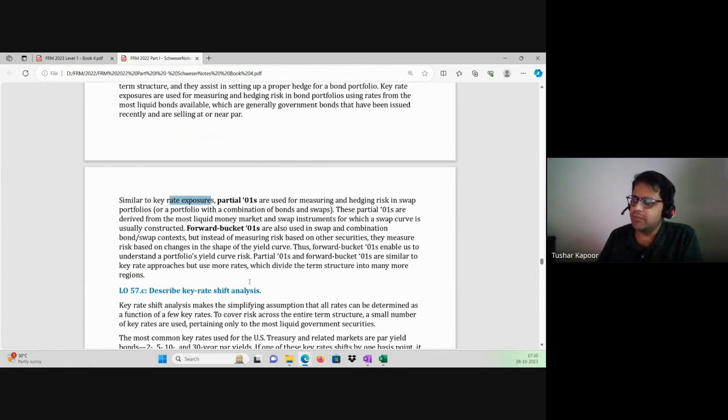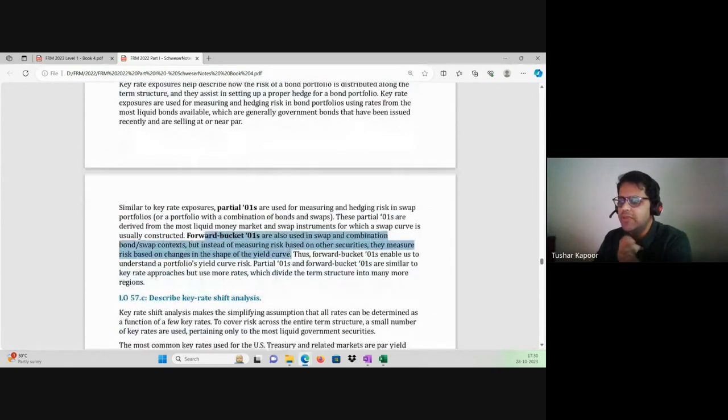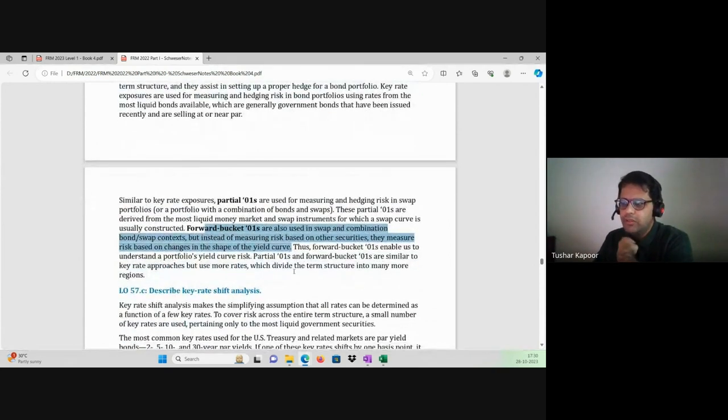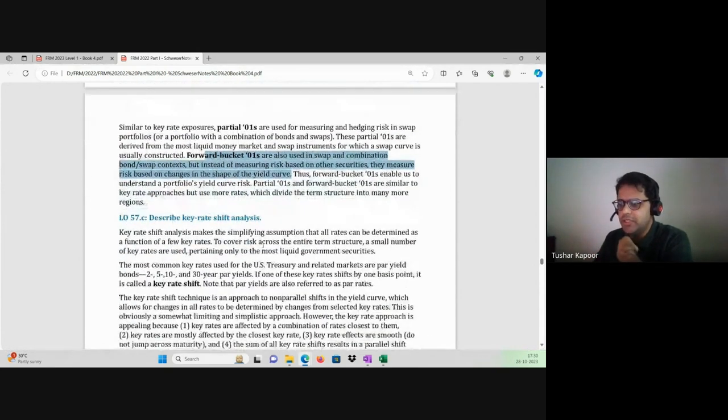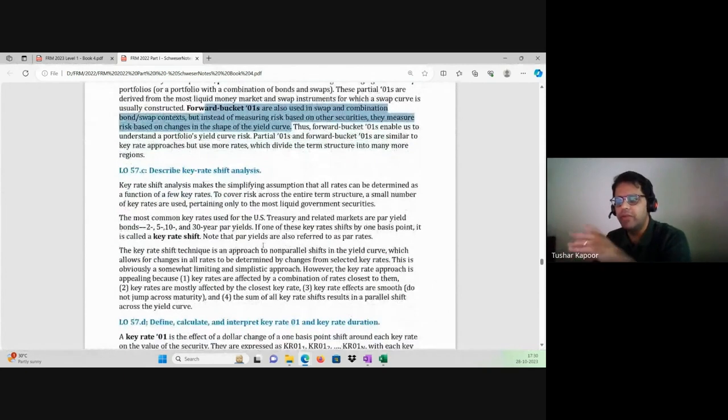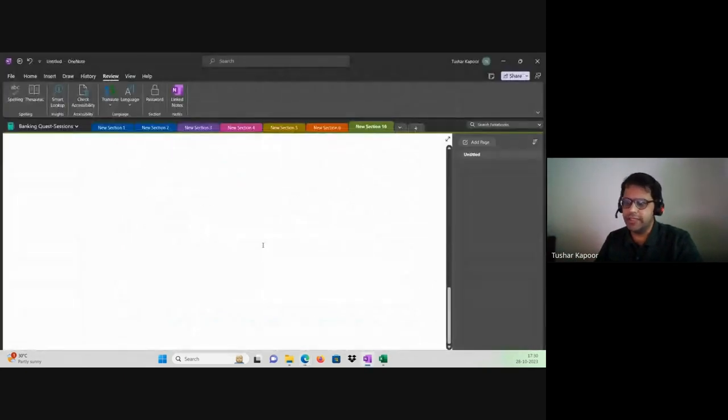Similar to the key rate exposures, partial 01s are used for measuring and hedging the risk in a swap portfolio, whereas partial 01s are derived from the most liquid money market and swap securities. And forward bucket is also used for the forward market to capture the change of the yield curve. So similar to these, we have forward 01 and partial 01 as well. Now we come to the point where we discuss key rates and what the key rate shifts are.